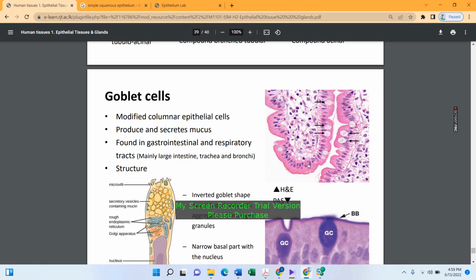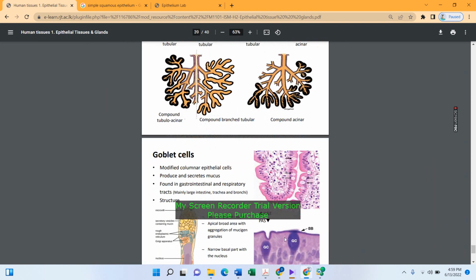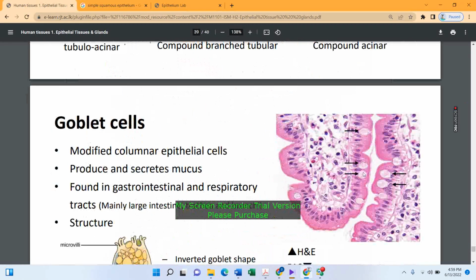These are the secretory vesicles. Microvilli are there like that. Actually, this is the goblet cells. So this is some epithelium that contains goblet cells. You can see it here, right?